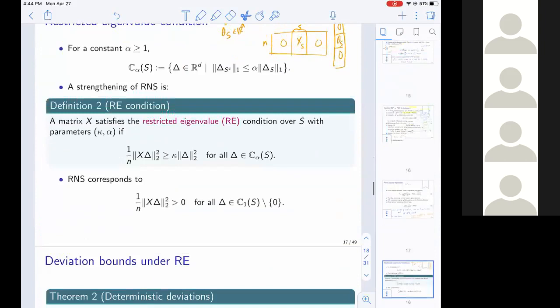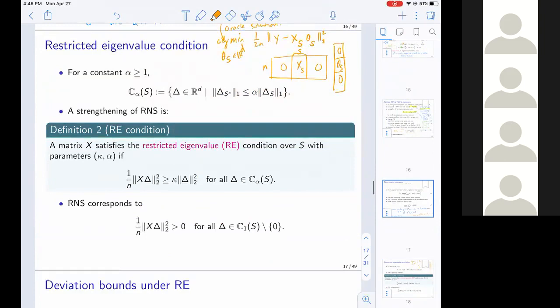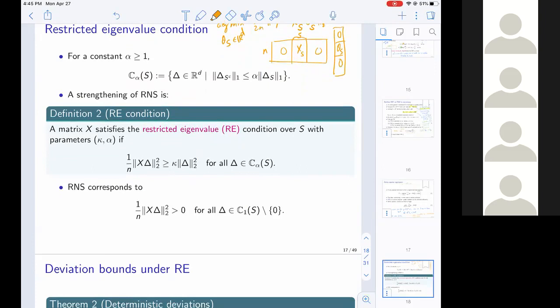The first step is a mild strengthening, or generalization: I'm going to add an alpha in the definition of C. So S is there as well, but you have C of alpha. I might have to work with these cones for a different alpha, and I'm also going to have this condition, which is called restricted eigenvalue. I'm going to assume that this lower bound holds for all delta in C alpha of S.